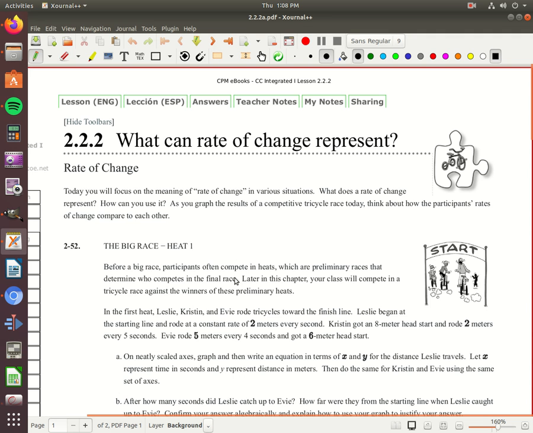Rate of change. What can rate of change represent? So today we'll focus on the meaning of rate of change in various situations. What does a rate of change represent? How can you use it as you graph the results of a competitive tricycle race today? Think about how the participants' rates of change compare to each other.